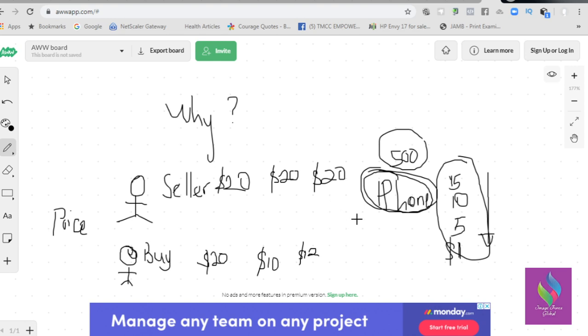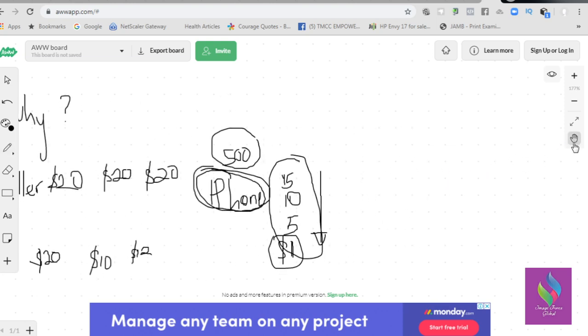Do you know where I can get an iPhone? And Tunde says, hey, you can get an iPhone at Computer Village. I saw an iPhone for $1. And when Tunde's friend gets to the store in Computer Village, he discovers that the iPhone has actually increased to $5.